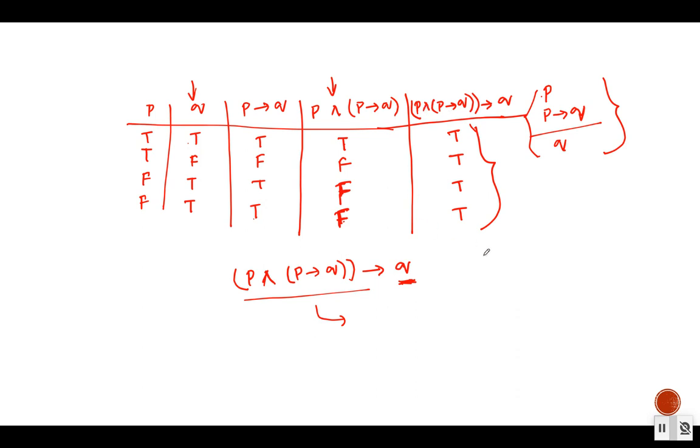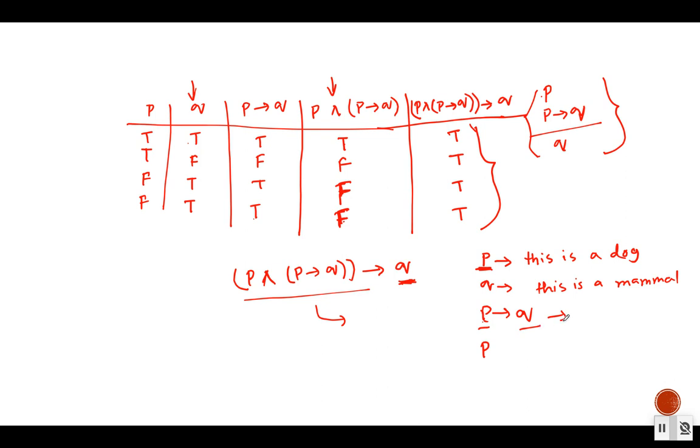So let's say P is this is a dog, and Q is this is a mammal. So P implies Q means if this is a dog, this is a mammal. If this is a dog, then this is a mammal. Now you know that P is true, that means this is a dog. You know that if this is a dog, that means this is a mammal.